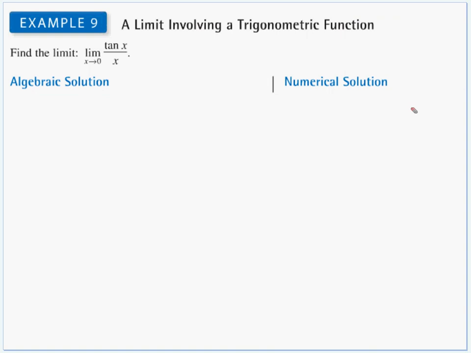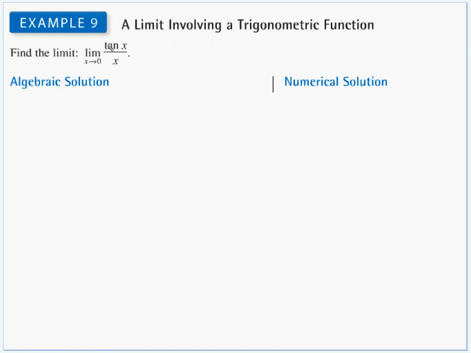Example 9. What's going on here? It says find the limit as x is approaching 0 of tan x over x. Of course, we should always try direct sub first. So if we plug in 0, you get the tan of 0 over 0. Tangent of 0 is 0. So that is the dreaded indeterminate form, 0 divided by 0. So we've got to try another approach.